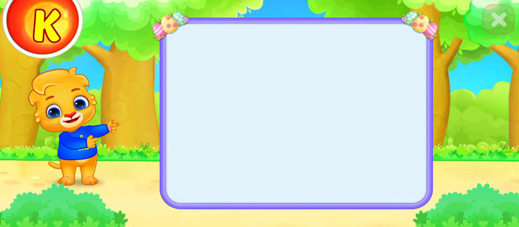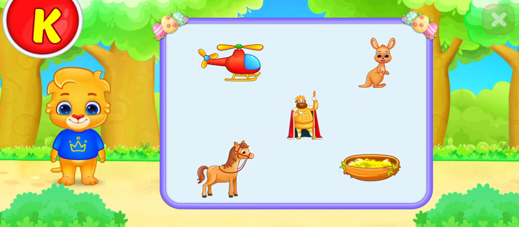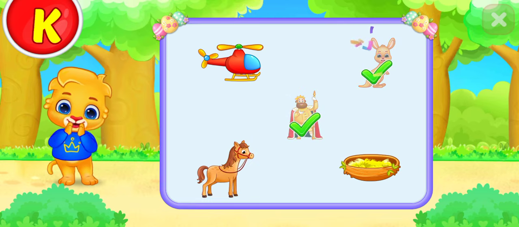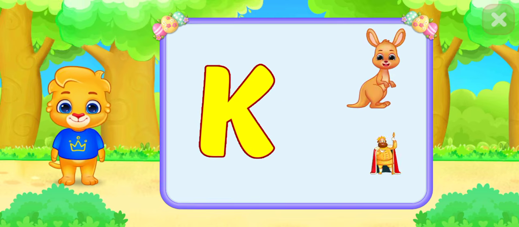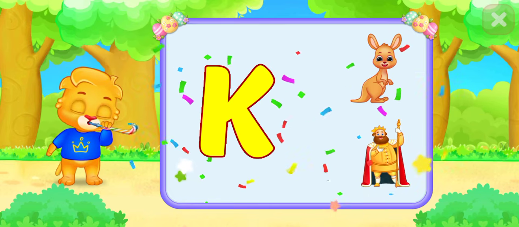Tap the picture that starts with letter K. K is for kangaroo. K is for king. Well done.